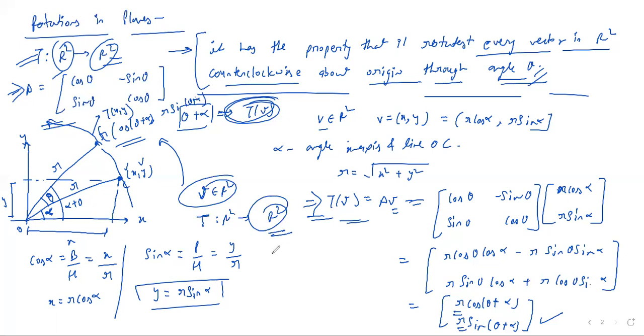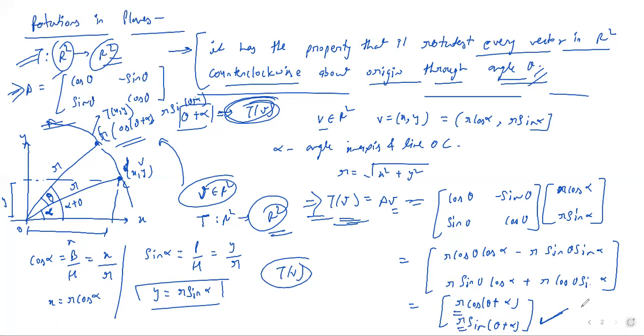So here theta plus alpha is the angle, and T of v, that's what we have found here, is a vector that results from rotating the vector v in the counterclockwise direction. After rotating the vector v counterclockwise, the angle goes from alpha to alpha plus theta, and the corresponding coordinates of the vector change to this. This is the transformation, or you can say the linear mapping, of the rotation when we rotate a plane. That's how we can find this.